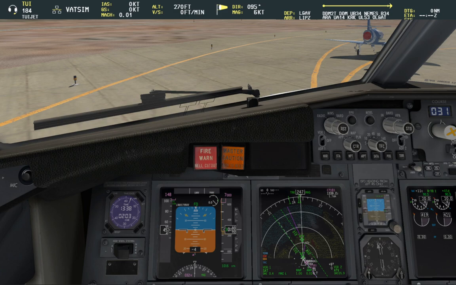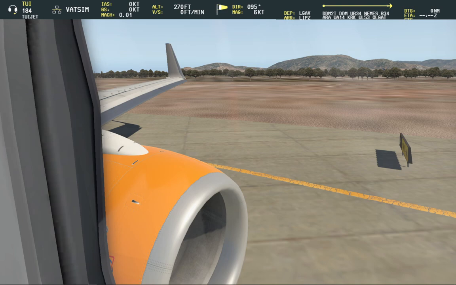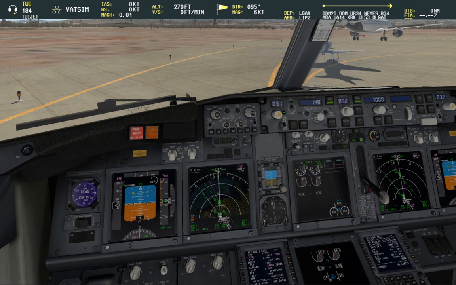What? 03 right, clear for takeoff. Why is he on 03 right? Where is he going to? What the hell? He's going to Heathrow. He's going north. Well, it's like in the real world. Happens to us as well. We're like, what?